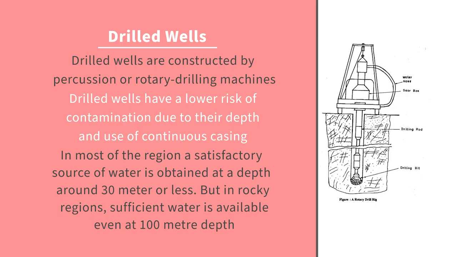Drilled wells are constructed by percussion or rotary drilling machines. On the right side, this picture is shown. Drilled wells have a lower risk of contamination due to their depth and use of continuous casing. In most regions, a satisfactory source of water is obtained at a depth of around 30 meters or less. But in rocky regions, sufficient water is available even at 100 meters depth.